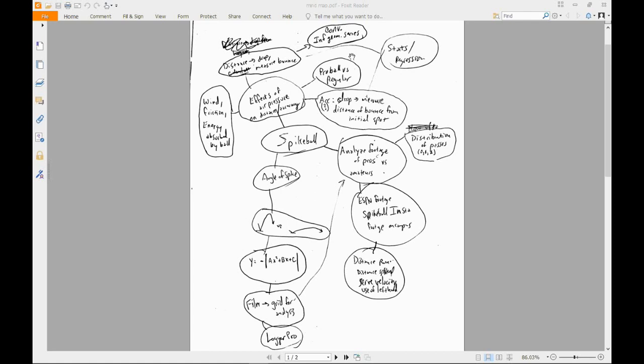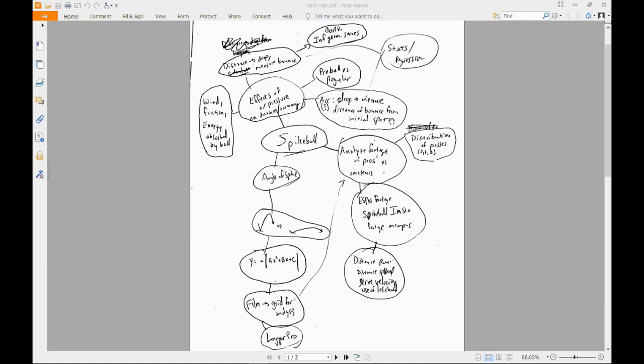I also started thinking something about statistics and regression, although I'm not really sure what that was. And somehow that tied together with this that I can't even read. It says ACC. Is that accuracy? Is that acceleration? I don't know, and there was even a question mark on my page, and it says drop arrow, measure distance of bounce from initial spot.